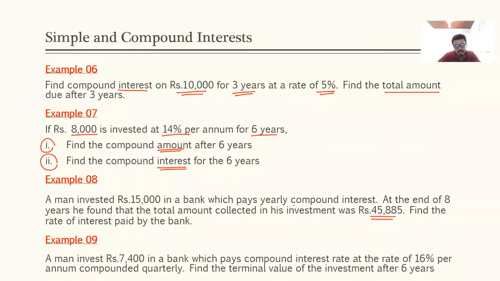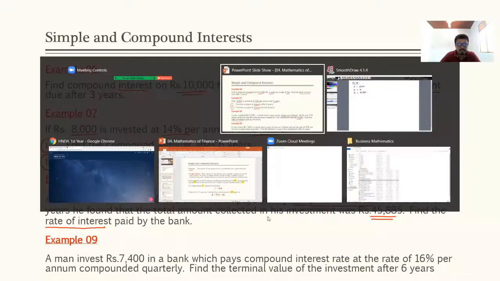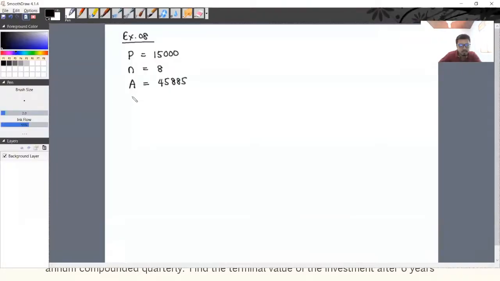The bank is paying compound interest. So we need to find the rate of interest paid by the bank. It means we need to find the value of what? I. This is what we need to find.